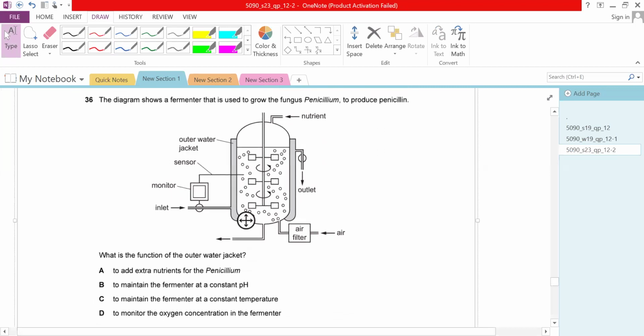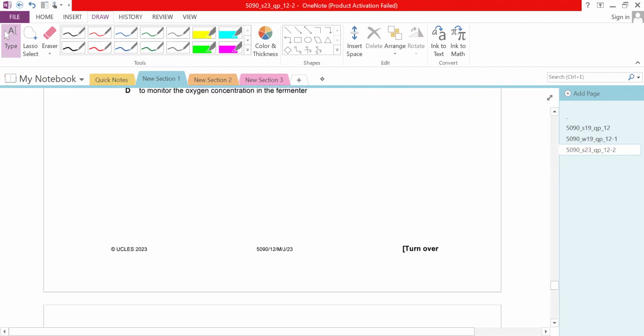Question 36. The diagram shows a fermenter that is used to grow the fungus penicillium to produce penicillin. What is the function of the outer water jacket? The function of the outer water jacket is to maintain the fermenter at a constant temperature. Option C is correct for question number 36.